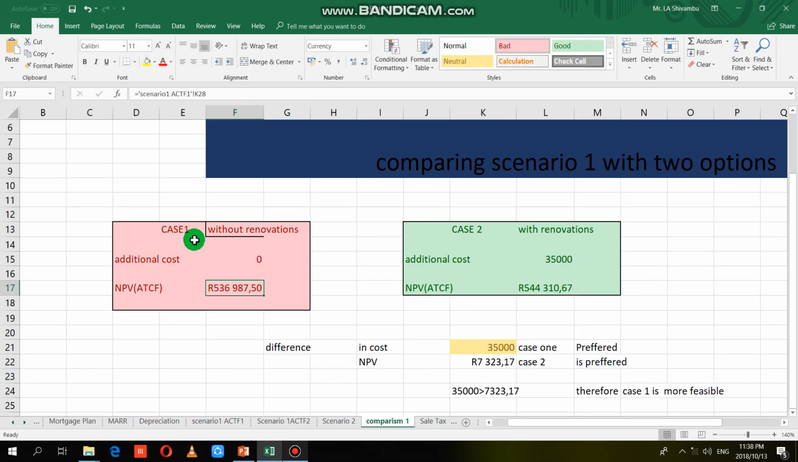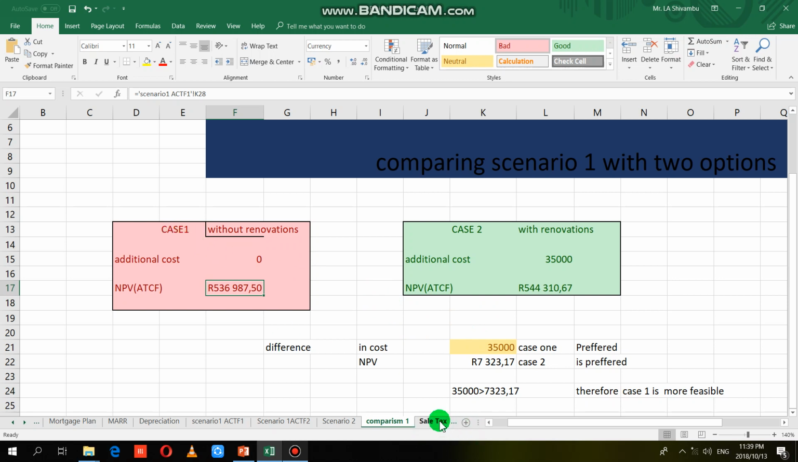After comparing the two options, we realized that scenario 1 is more preferable, not because of the NPV value, because you can see from case 1 and case 2 that case 2 has a bigger NPV value, but because it costs us more to actually get to this NPV value, and the difference between the two is very small, so we chose case 1.